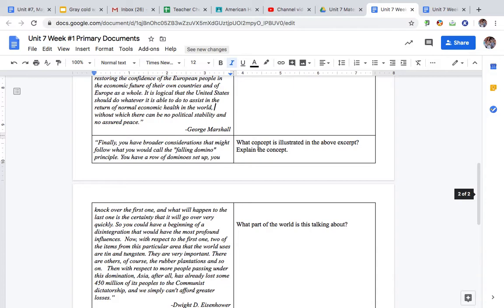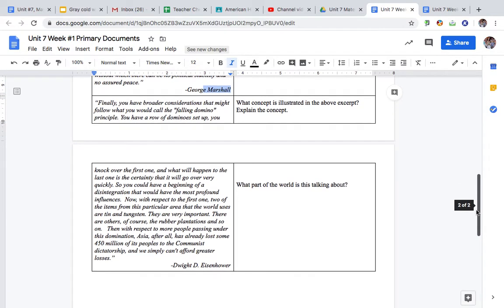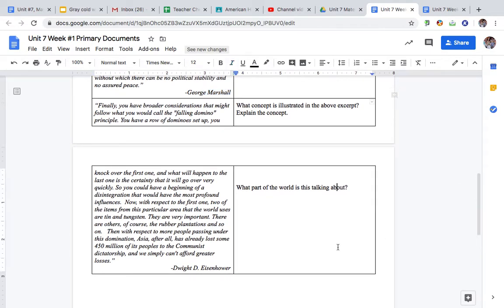Okay, so what policy do you think he is talking about? And explain that. Okay, the last one, a little bit tricky. So when we look at the author, that may lead you to believe that it is one thing. But when we actually look at the details, pay attention. So let's go ahead and read the last one.